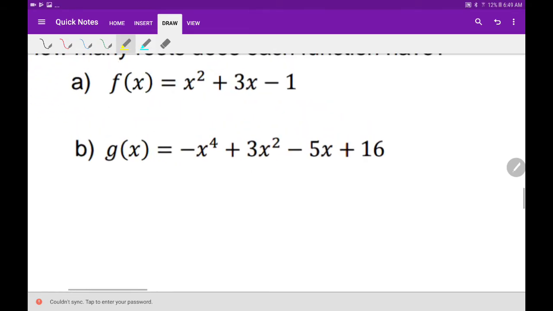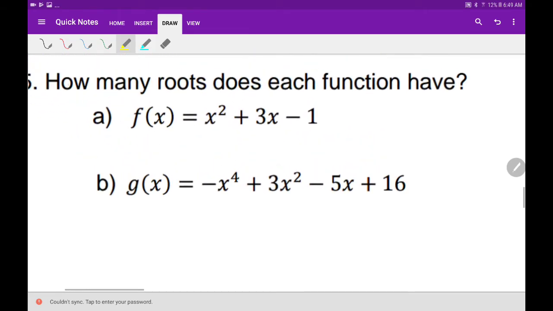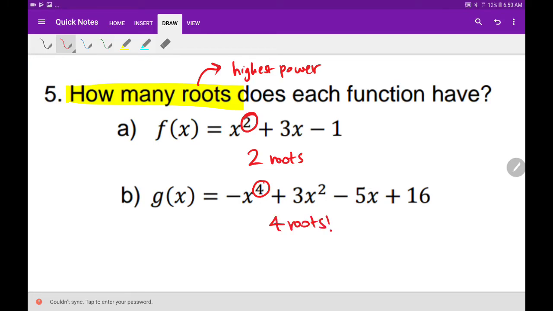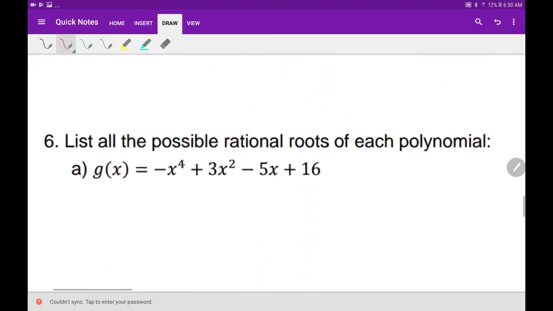Okay, number 5, I love number 5. The only thing it wants is to know how many roots. As described before, the number of roots typically is just the highest power. So let's look for our highest power, please. For 5a, our degree is 2, so we have 2 roots. For 5b, our highest power is 4, so 4 roots. I love that problem. It takes like 5 seconds per. Let's go to number 6.